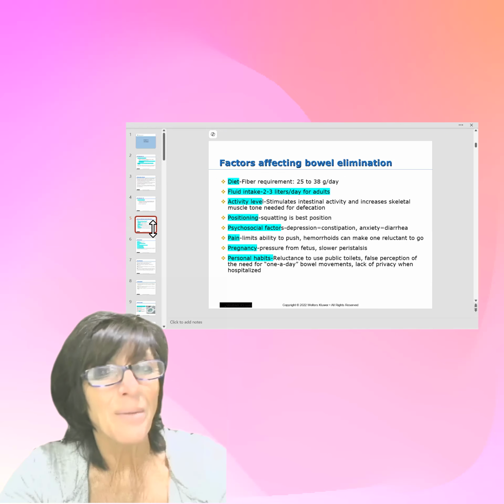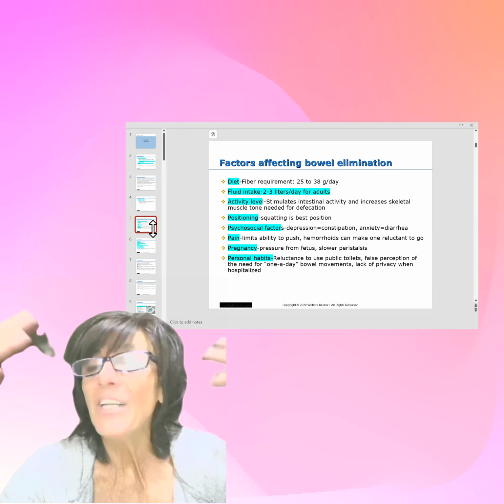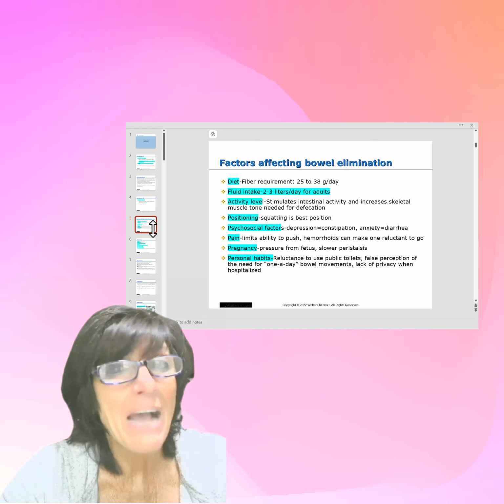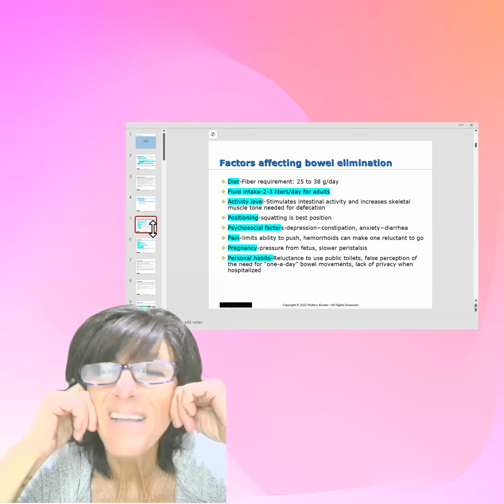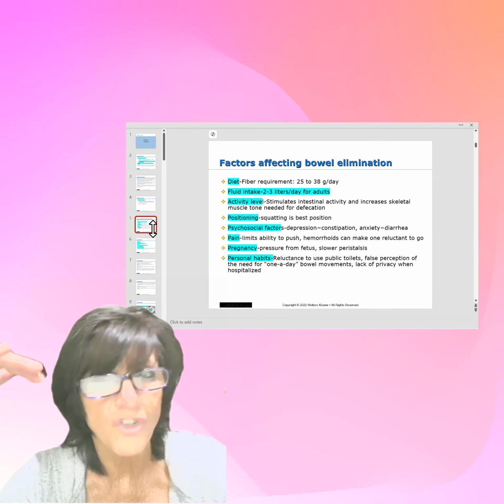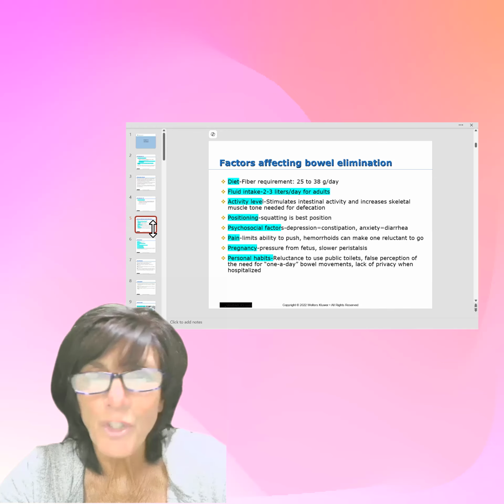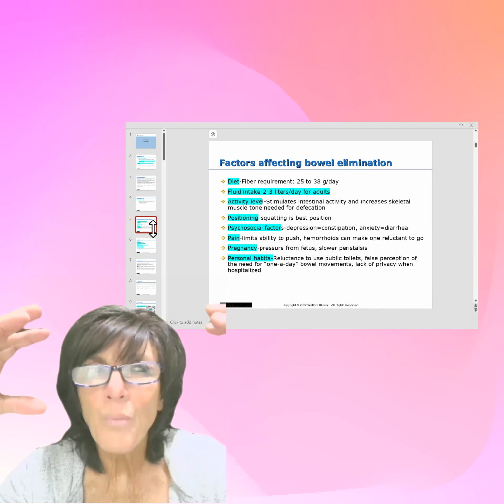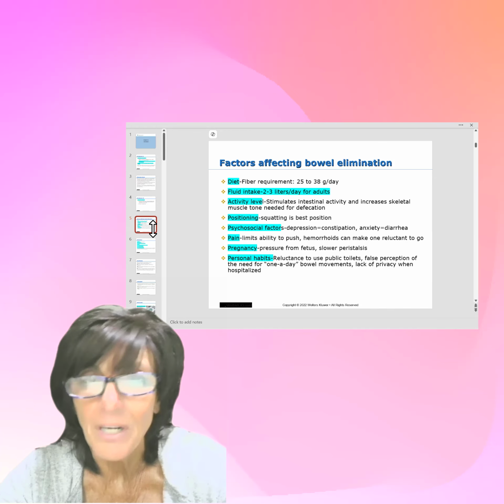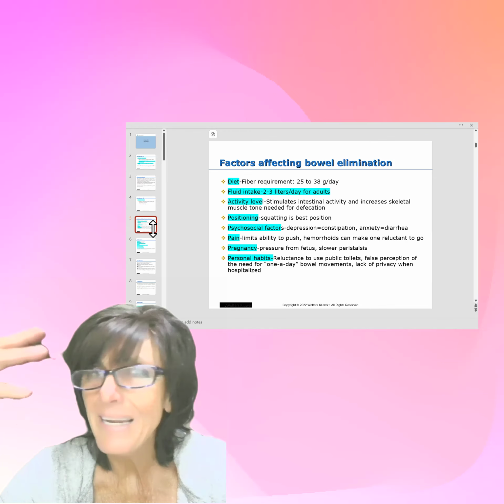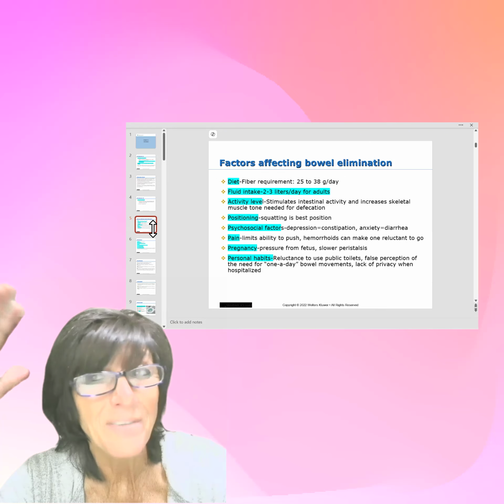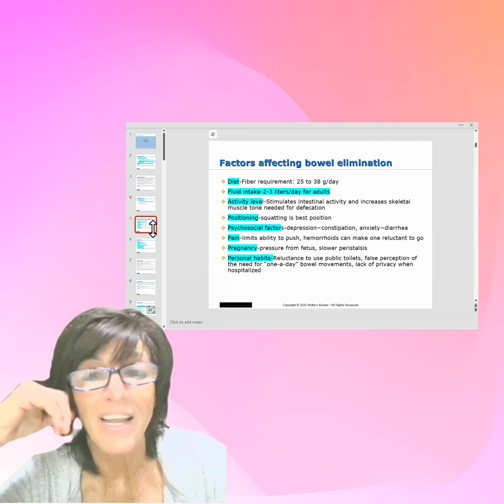And personal habits sometimes play a part. I don't like to do number 2 in a public toilet, you know, but if I have to, I will. A lot of people, older folks mostly, believe that you have to move your bowels once a day. That's not necessarily true, and we'll talk more about that. When you're up and about and moving and you're eating a full diet, yeah, you're probably going to go every day. When you get older, not eating as much, not moving as much, sometimes you don't need to go every day. Every other day is sufficient. But some people have a hard time understanding that.